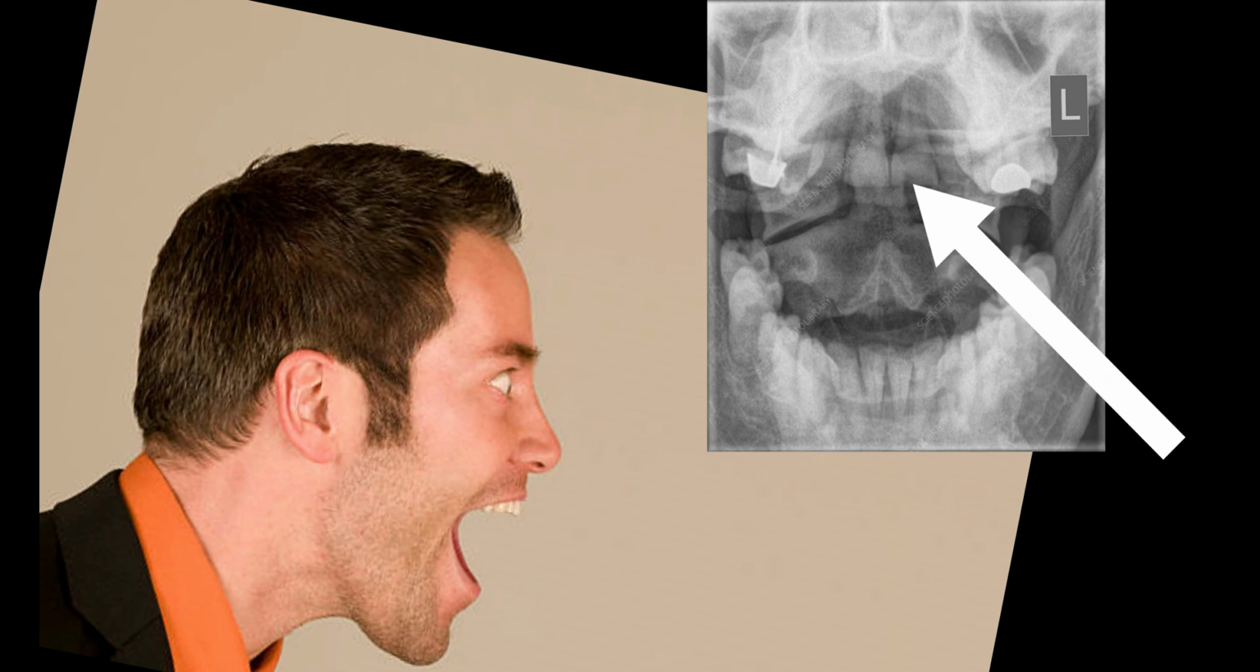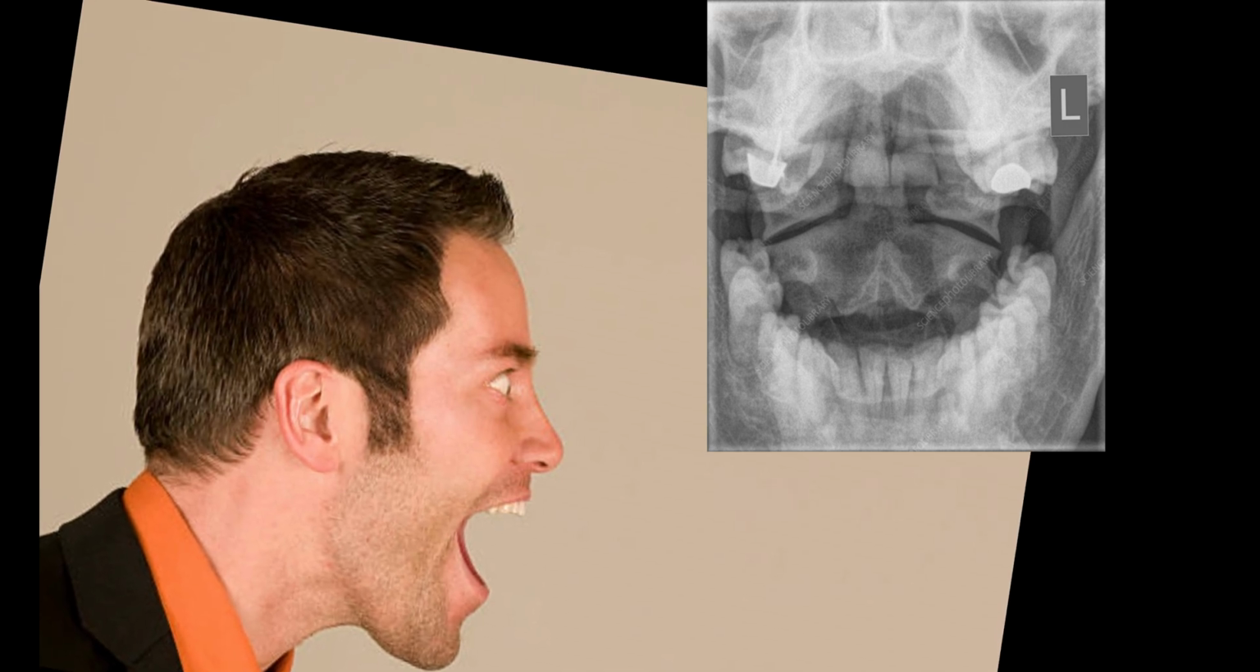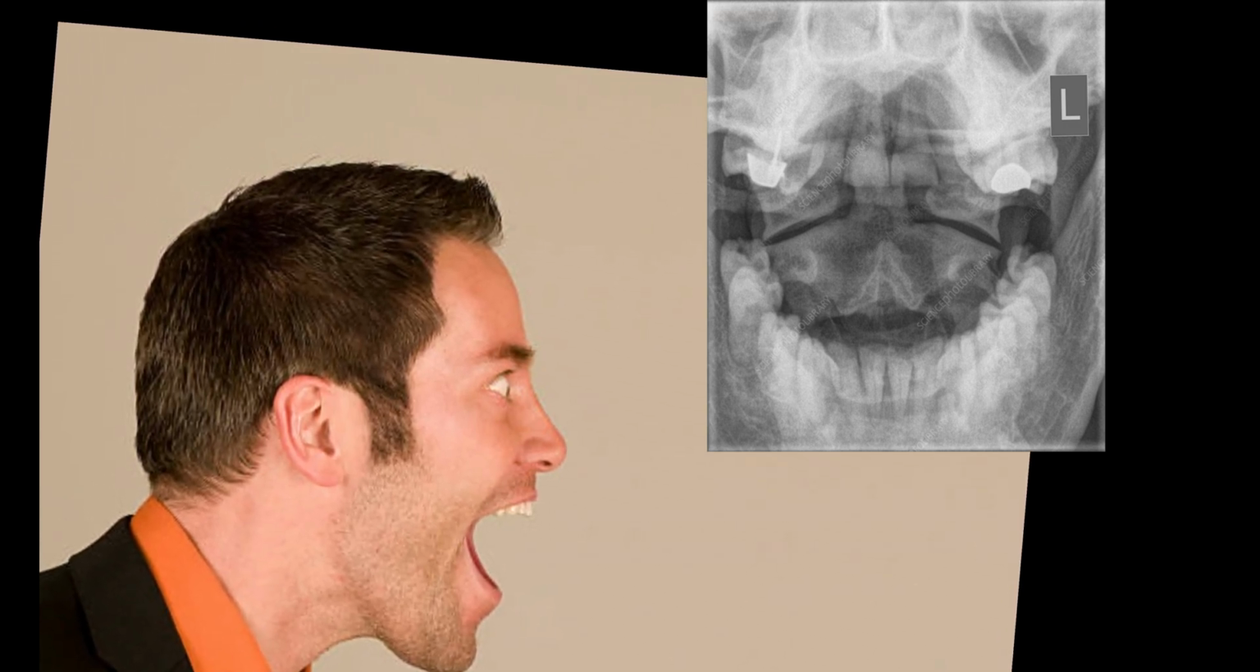In the next image, you can clearly see the teeth are covering the odontoid. So in this case, you need to raise the chin up. So remember, teeth, chin up.